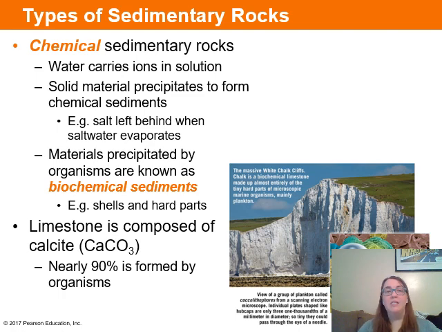So if we want to test whether we're looking at a chemical or a biochemical sedimentary rock, the easiest way to figure this out is to just put a drop of acid on them. Because limestone is made out of calcite, that mineral effervesces in acid. All of our biochemical rocks are going to react to acid. But our chemical sedimentary rocks are not made out of calcite. So there will be no reaction with our chemical sedimentary rocks.